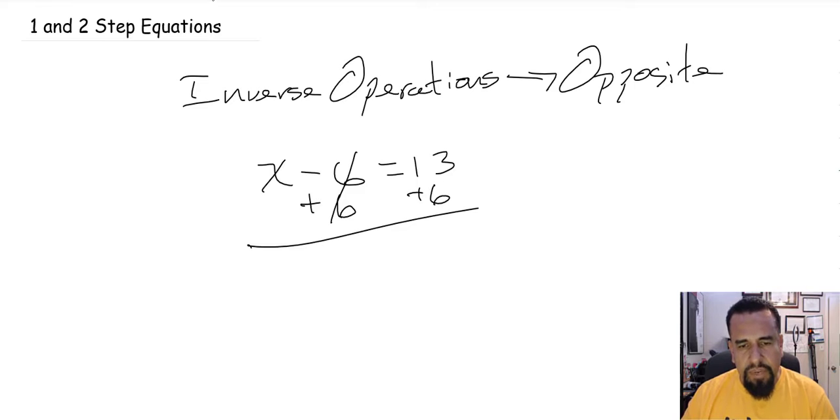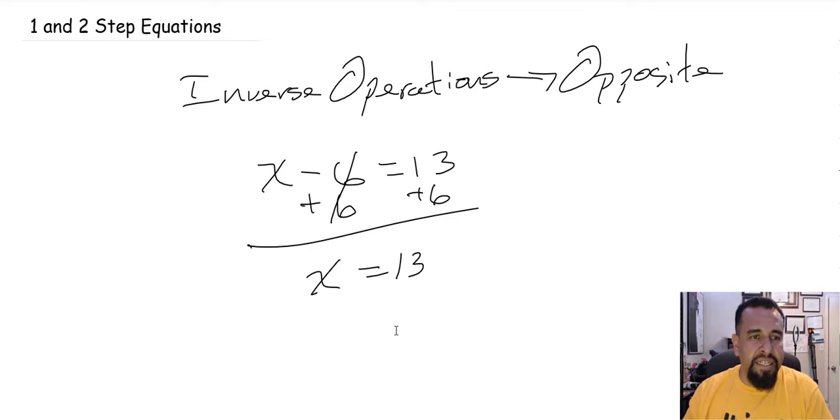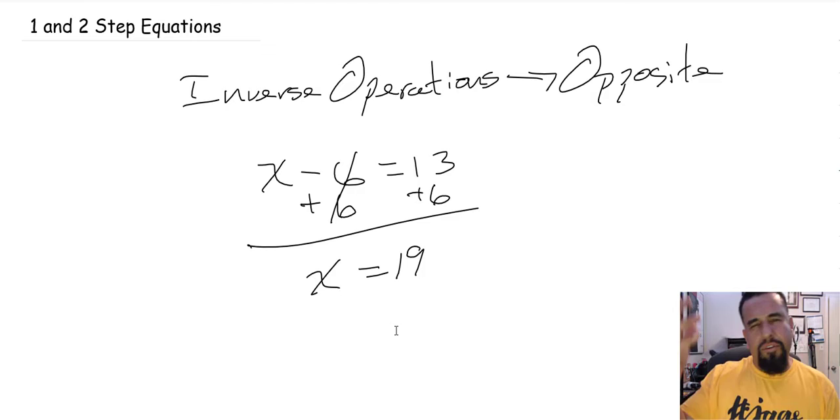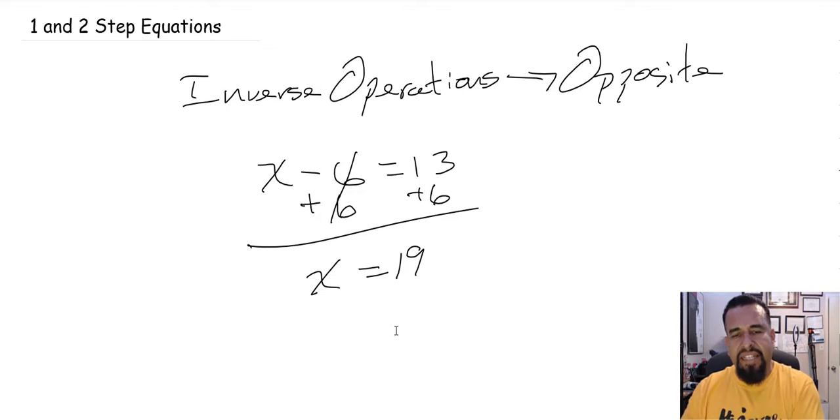This becomes a 0, and all that's left on this side is an x. Then you have equals, and then 13 plus 6, which is going to give me, oops, I wrote 13. The answer is 19. Excuse me. x equals 19. I hope you see what I did. I did the opposite, just like I was telling you.